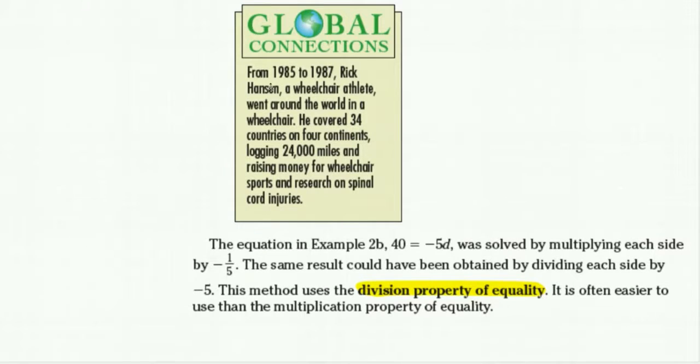Before we do that, let's look at this. Global connections. From 1985 to 1987, Rick Hansen, a wheelchair athlete, went around the world in a wheelchair. He covered 34 countries and 4 continents, logging 24,000 miles and raising money for wheelchair sports and research on spinal cord injuries. The reason why this is important is because the very first picture that I showed you was Rick Hansen, a wheelchair athlete, and that's the reason why his picture is there, because he made a major contribution in raising awareness for wheelchair sports. Okay, that's a sidetrack. Let's move on to the next one.